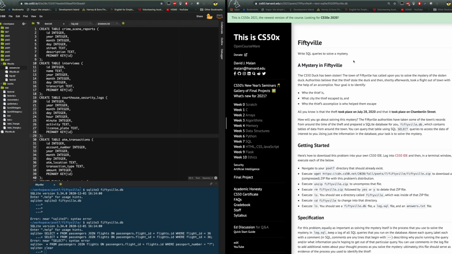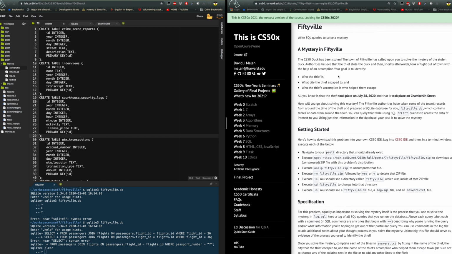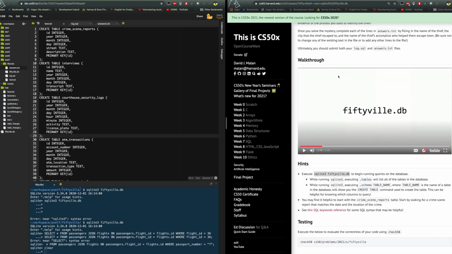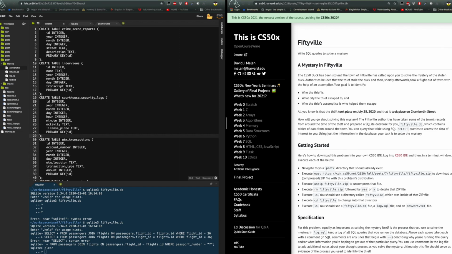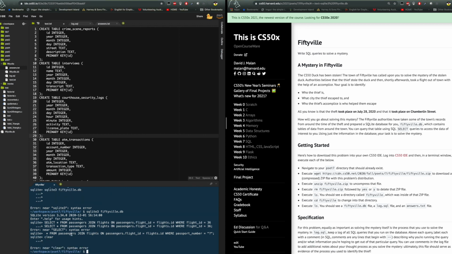So what do we have? We have a mystery in Fiftyville. The CS50 duck has been stolen and our work is to find it. If you check the walkthrough video, you know where you need to start. Basically, all the information we know is that the theft took place on the 28th of July 2020 and it took place on Chamberlain Street.